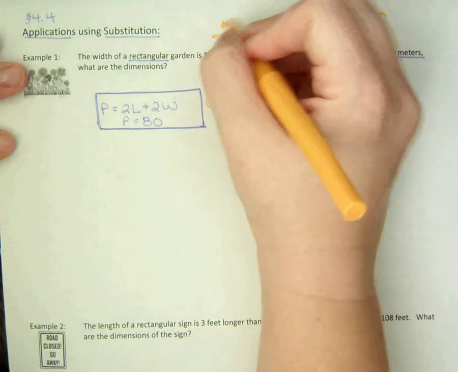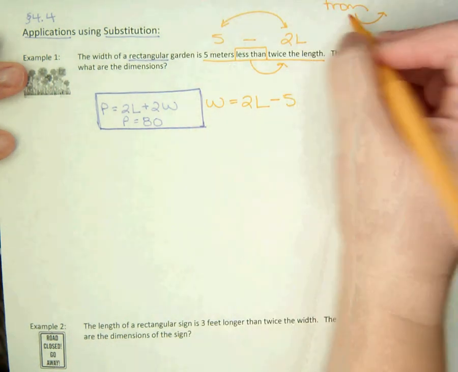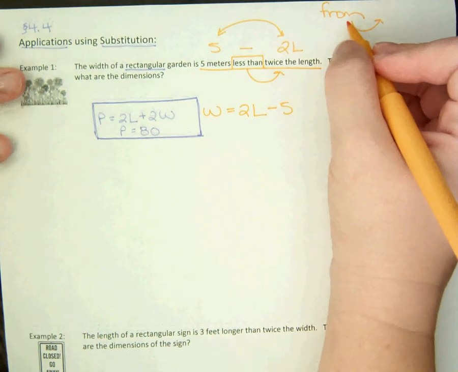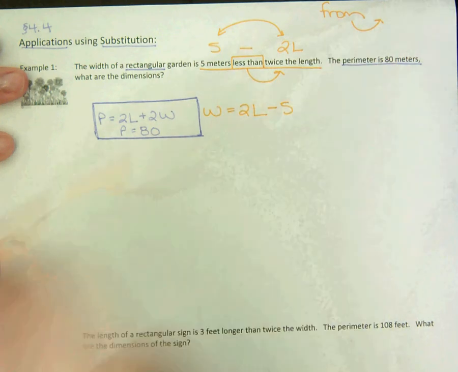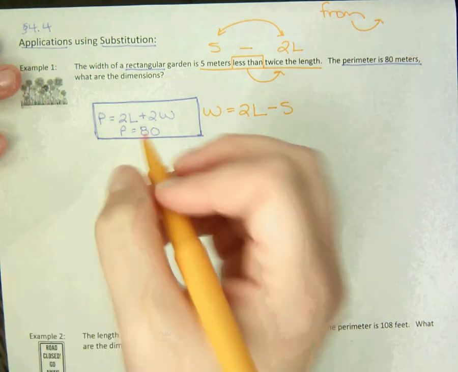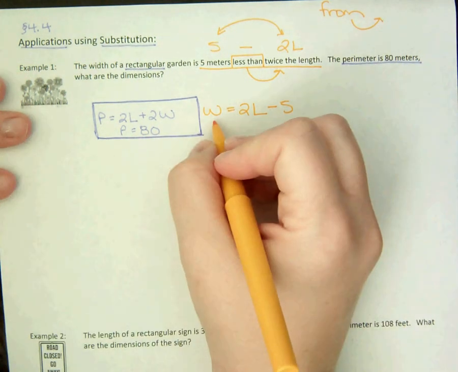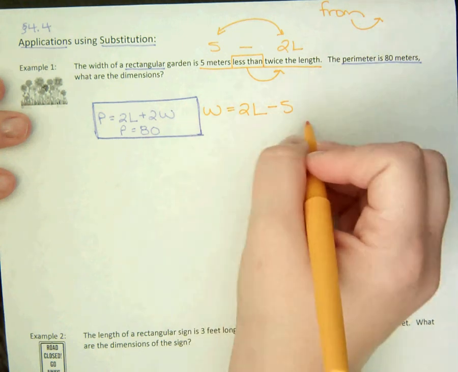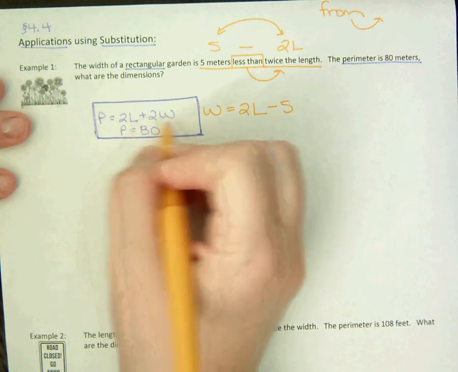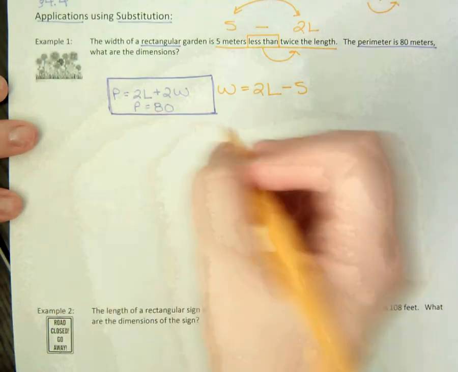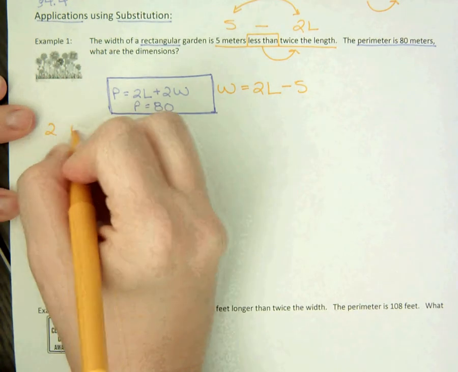So the width, W, equals twice the length minus 5. We actually have to swap the order. When we see the word from, we swap the order, and when we see the word less than, we swap the order. So we know the width is 2L minus 5, and we know the perimeter is 2L plus 2W. Our two variables here are L and W, and we have 2 equations.